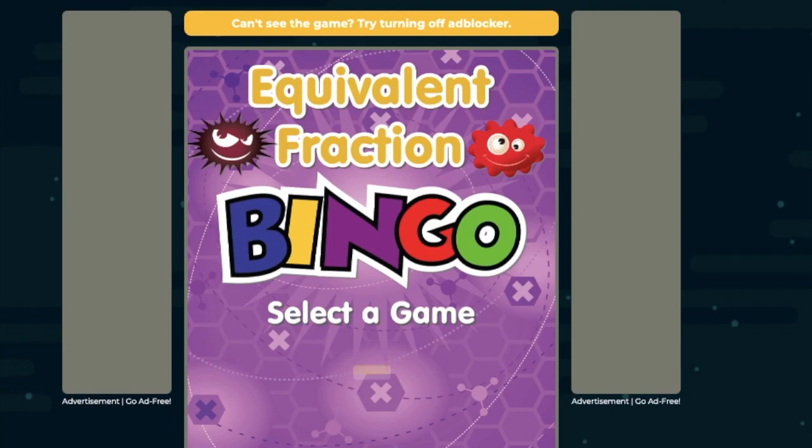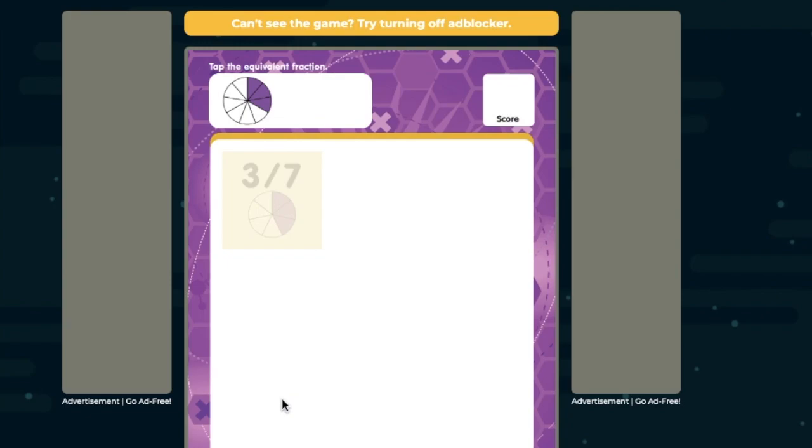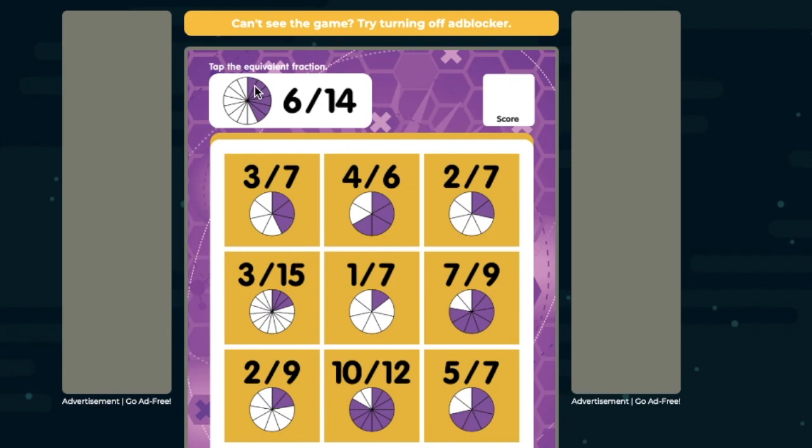Let's get going. We'll start with regular, and we're going to start with a 3x3 grid instead of a 4x4 or 5x5. Up top, we have a fraction, and it says 6/14. We count 1, 2, 3, 4, 5, 6, 7, 8, 9, 10, 11, 12, 13, 14, and 6 out of those 14 are shaded in. So what we can do here is look at all these different fractions and figure out which ones are actually going to work.